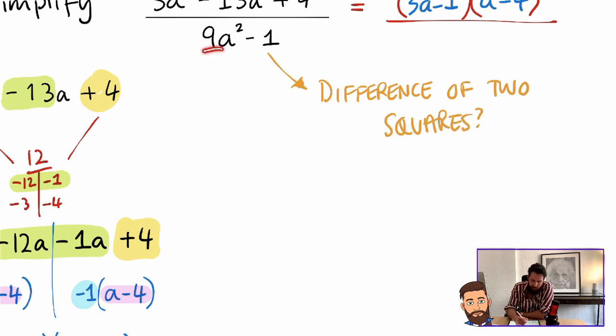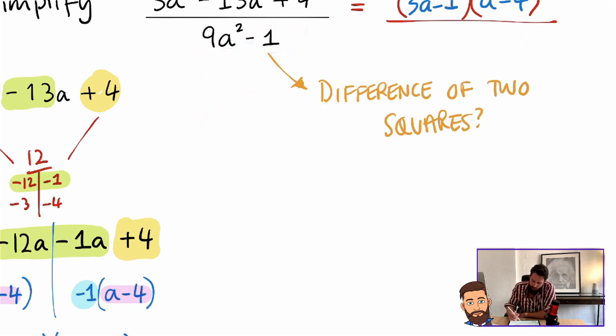Well, is 9 a square number? Yes. Is a squared? Obviously, yes. Is it the difference? Minus, yes. Is 1 a square number? Yes, it is. And that's what usually gets people. What is 1 times 1? 1. So 1 is a squared number. So we've got all of these things squared and it's the difference of them.